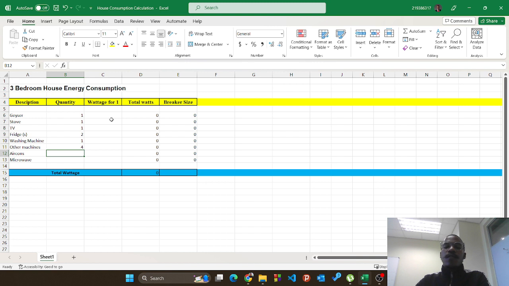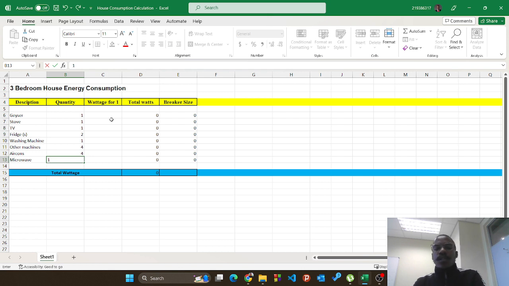And then we are gonna go for air cons. For air cons we're gonna have one in the living room, and one in all three of the rooms. So we are gonna go with four of them in our normal household. And then for a normal household, you would have one microwave.